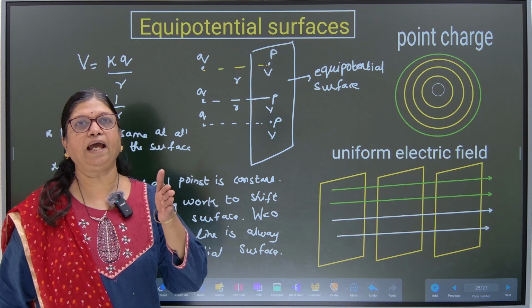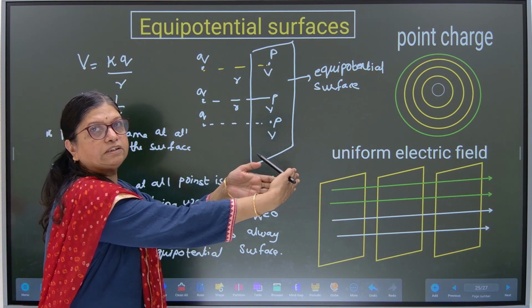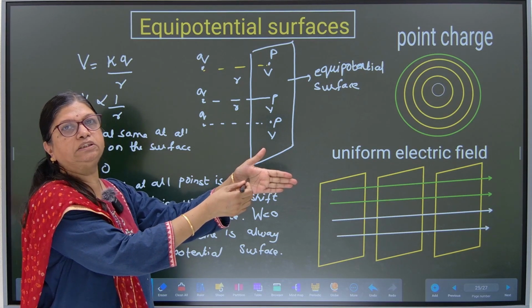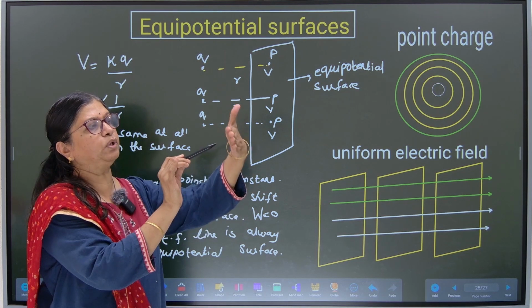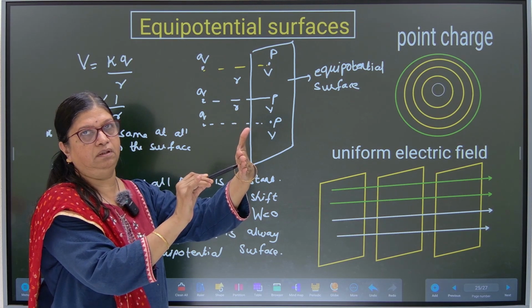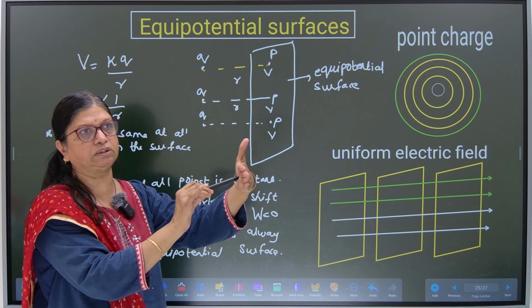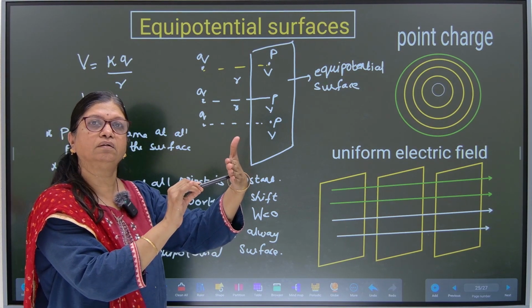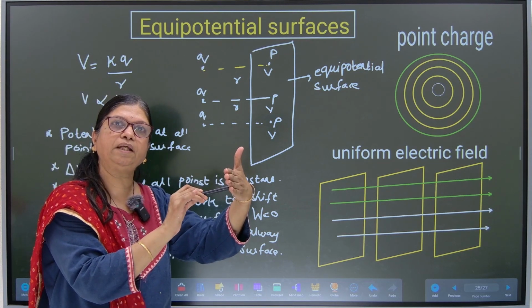Okay, the direction of the electric field line will always be perpendicular to the equipotential surface. If this is the electric field line, then the equipotential surface, where all the points have same potential, will be perpendicular to this electric field line. Why? Because charge is same and the distance also should be same.